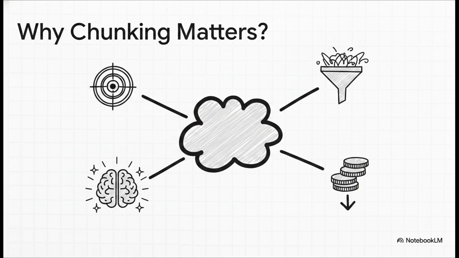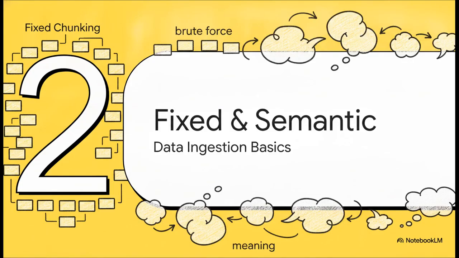Finally, it optimizes your token usage and your costs. I mean, you definitely don't want to be paying the AI to process garbage data, right? Better inputs literally equal better, cheaper outputs. Moving on to section 2. Let's lay the groundwork with our foundational building blocks for data ingestion, fixed and semantic chunking.